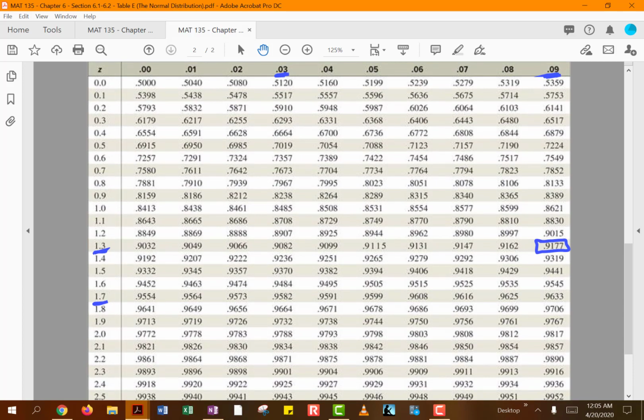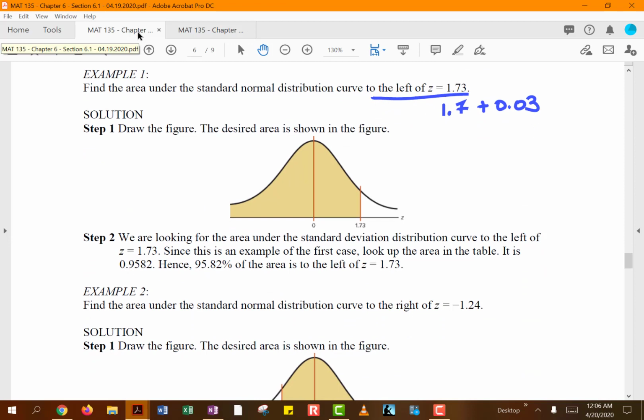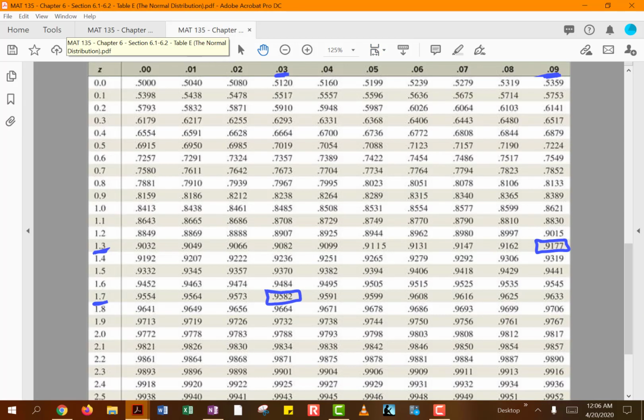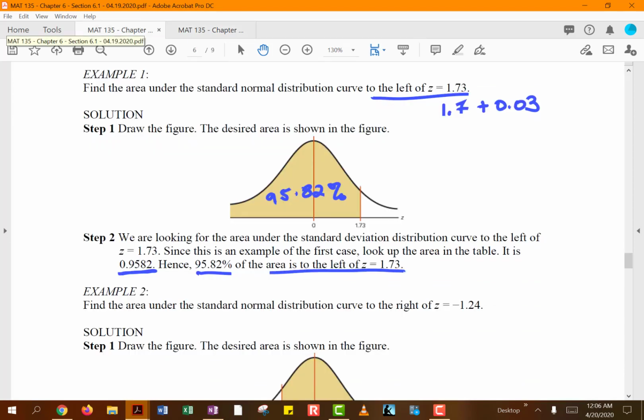So it looks like they are meeting at this number, which is 0.9582, and you will see that's what we end up getting, 0.9582, which is approximately 95.82%. So we're saying 95.82% of the area is to the left of the z-score. So the shaded area right here is going to be 95.82%. Okay, so remember, by default, all of these values that you're seeing here are going to give you the value which is to the left of your z-score.